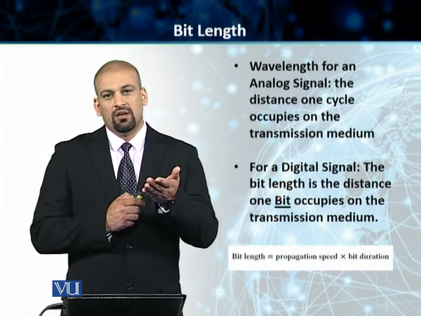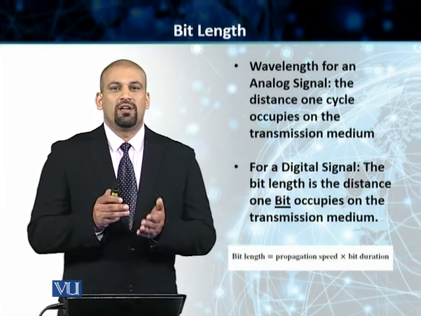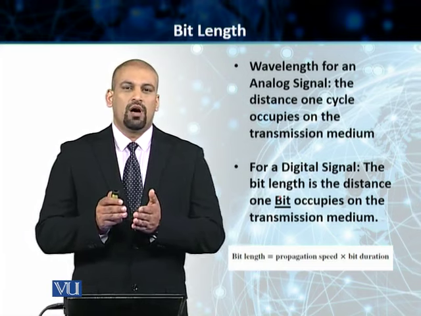Instead of one cycle, we have one bit now. Students, if you need to calculate this bit length, what we do is we multiply the propagation speed with the bit duration, and that will give us our bit length.